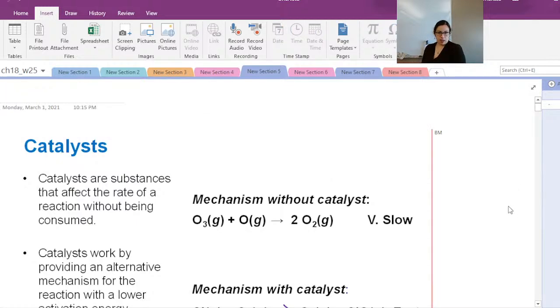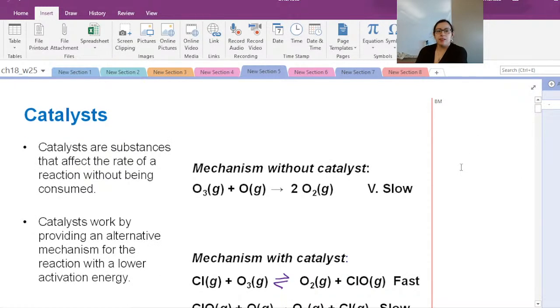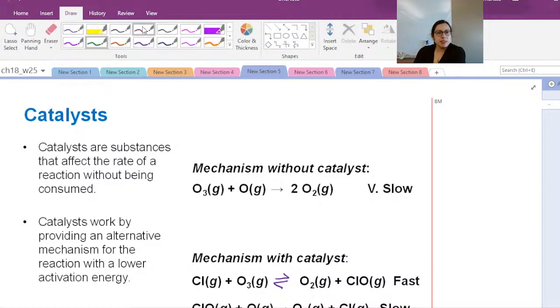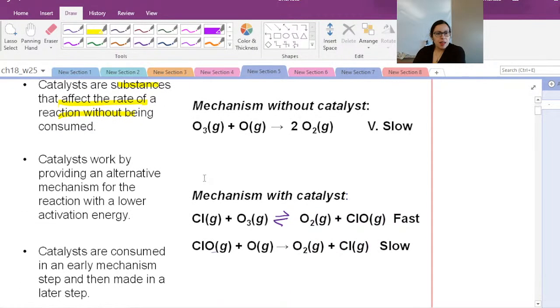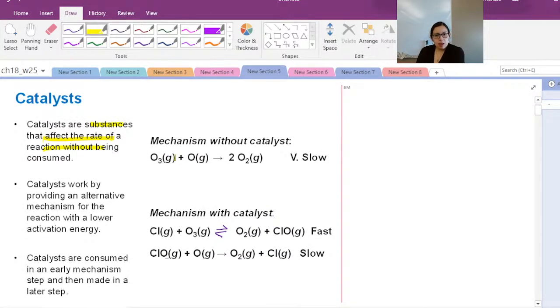All right, let's look at catalysts, or at least go over catalysts. Catalysts are, of course, substances that affect a rate without being consumed. Here's one example of a catalyst. Going over this, ozone plus oxygen radical creates O2. This is slow, but when catalyzed by some chlorine, then it is fast.